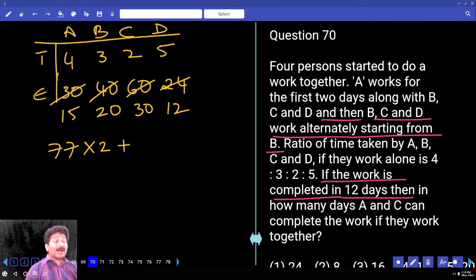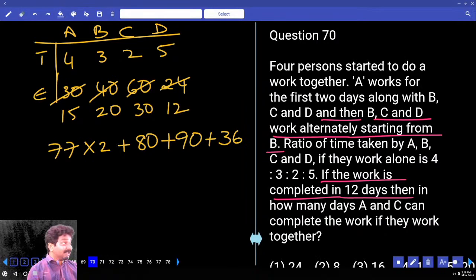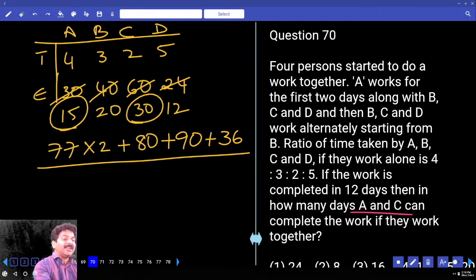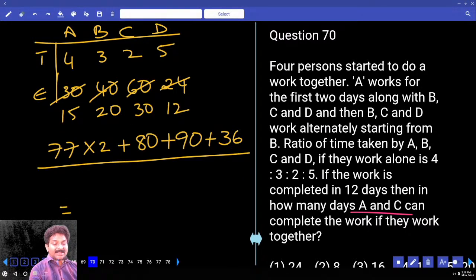B will work. So out of the remaining 10 days, B will work for 4 days, and in those 4 days B will do 4 into 20, that is 80. Next, C will work for 3 days. In 3 days, he will do 90. D will work for 3 days, 36. Then the work got completed. That means this is the total work, correct? Now this should be done by A and C. A and C, 15 and 30, that is 45 units of work.